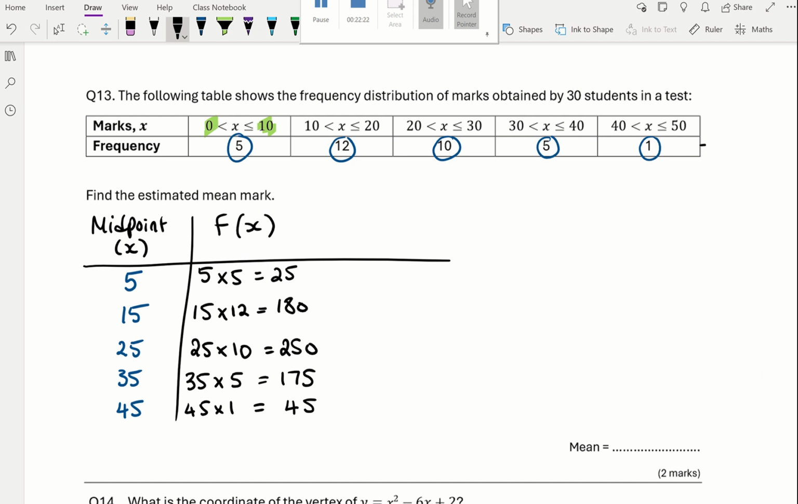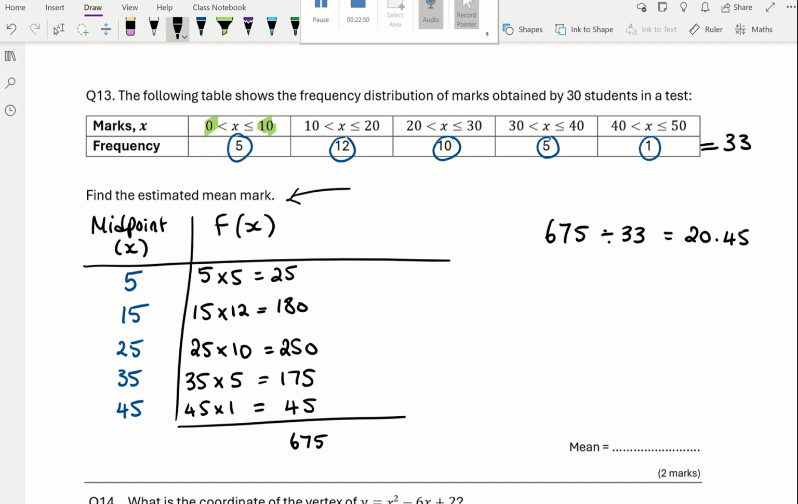And you need to find the total frequency, which is 33. You also need to find the sum of f of x, which is 675, and then the mean is 675 divided by the total frequency, which is 20.45, and I've rounded to 2 decimal places. It doesn't really tell you what to do, so you can round to 1 or 2 decimal places, 20.45.